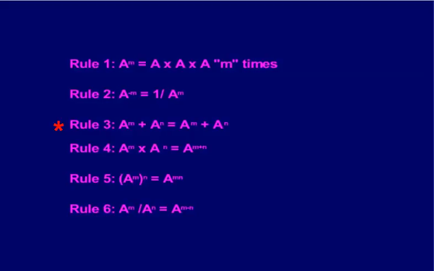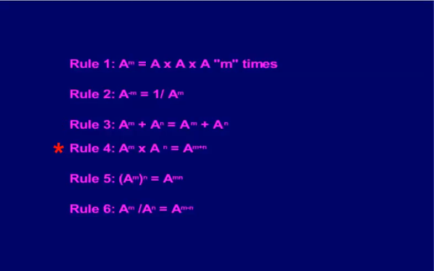a to the m plus a to the n does not equal a to the m plus n. This is frequently a tripping spot. Remember, if you add or subtract the same number or variable with different exponents, you can't do anything to the exponents. All you can do is factor a little bit.